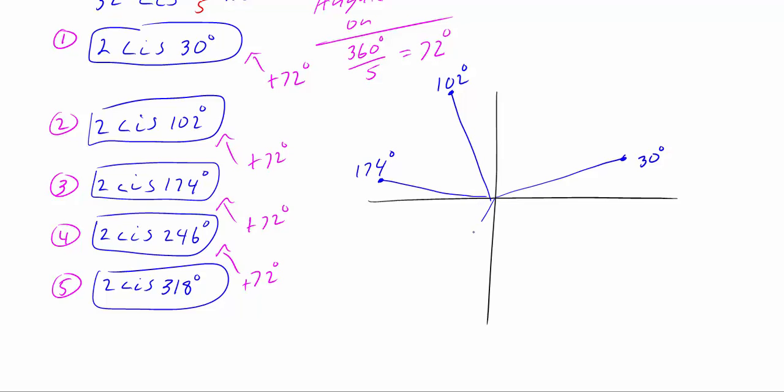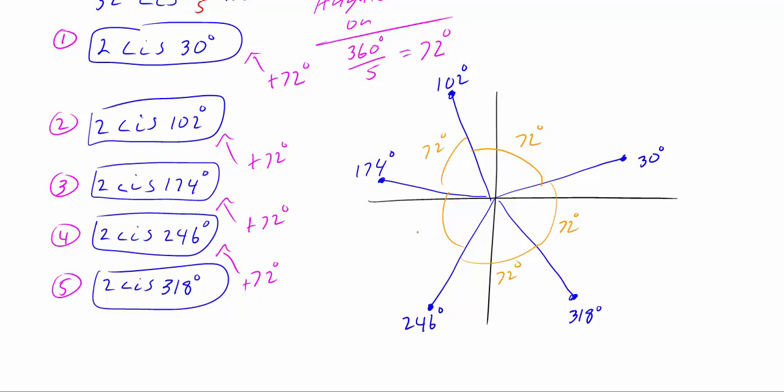And then after that we had an angle down here of 246. And then we were over here at 318 degrees. So if we notice each one of these roots, we have 1, 2, 3, 4, 5 of them, and the angle in between, it's not quite drawn to scale here, but the angle between each one of these is 72 degrees. And that's because for each one we were adding on 72 degrees each time.